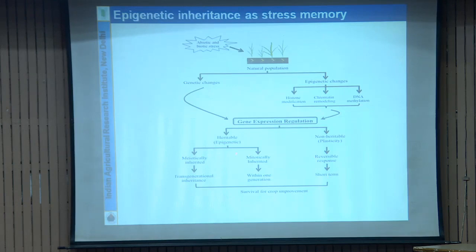But these changes may be heritable also. If the changes are mitotically inherited, that is one case. If that change passes on to the next generation, it is meiotically inherited. So till now, certain epigenetic changes are found to be mitotically inherited, and a few of them have been found to be meiotically inherited, especially in case of abiotic stress tolerance. I have not come across any epigenetic change which is meiotically inherited in case of biotic stress.